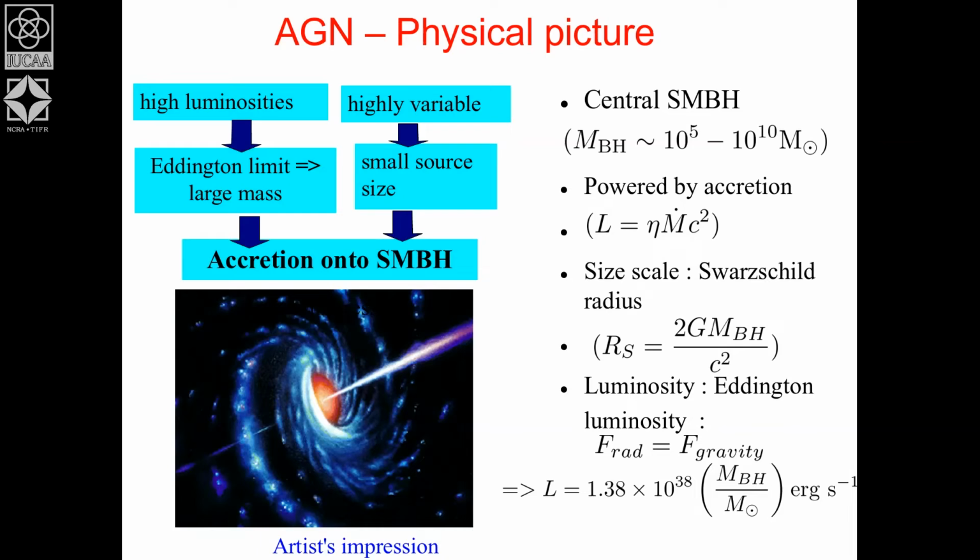The size of these things you can imagine in terms of the Schwarzschild radius. The luminosity is comparable to, I mean, you can think of it in terms of the Eddington luminosity, given with this expression. So these are the simple things to remember when we discuss more about the AGN physics.